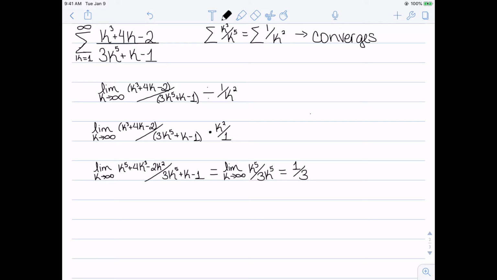My limit is 1/3. And the first part of my limit comparison test said that if I get a number that's between 0 and infinity, so a positive finite number, which this is, then either both series converge or both diverge. We already know our comparison series converges. So that tells us that our original series must also converge. Let's look at another example.